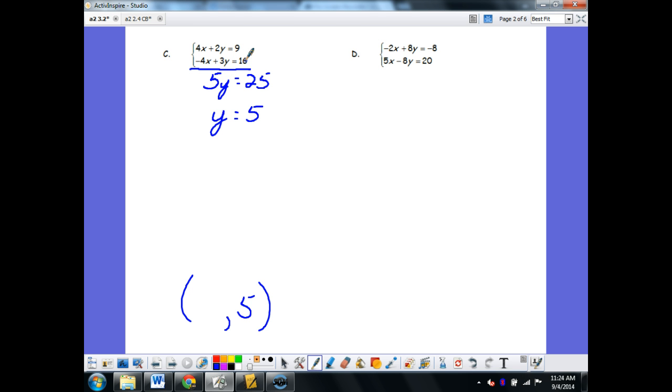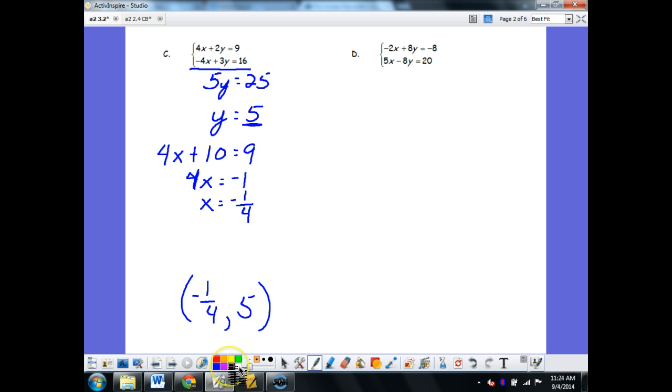And then to find the x-coordinate of the point of intersection, we're going to take this 5 and substitute it back into one of these two equations. And it doesn't matter which one. I'm going to choose the top one. So I'm going to substitute 5 in for y, so 2 times 5 is 10. And then I'm going to solve it for x. Subtracting the 10, 4x is equal to negative 1. So x is negative 1/4.